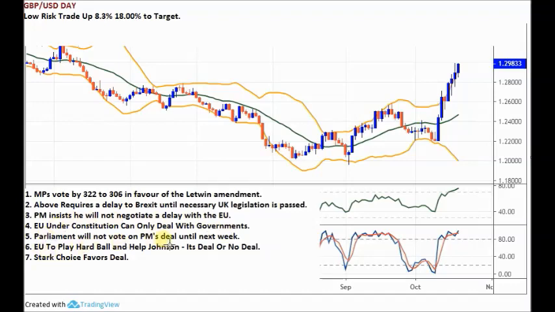Now, Parliament will vote on the PM's deal next week. And if Johnson forces this point, you will see a retracement in the British pound, I think. He's going to play hardball, force the issue. Brexit concluded by the end of the month, out with either a deal or no deal.